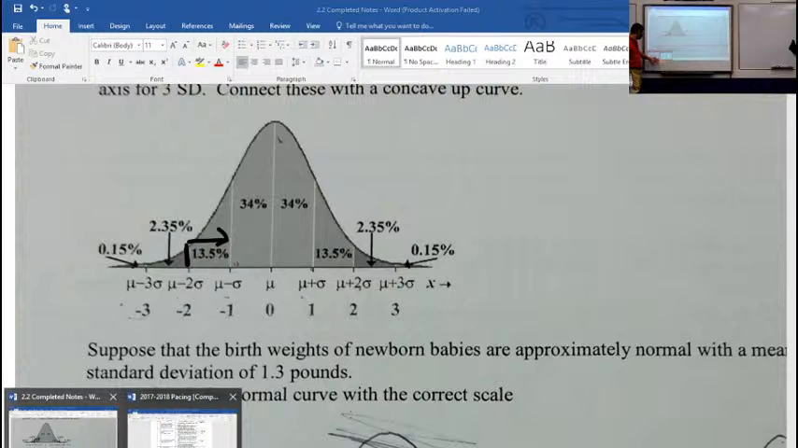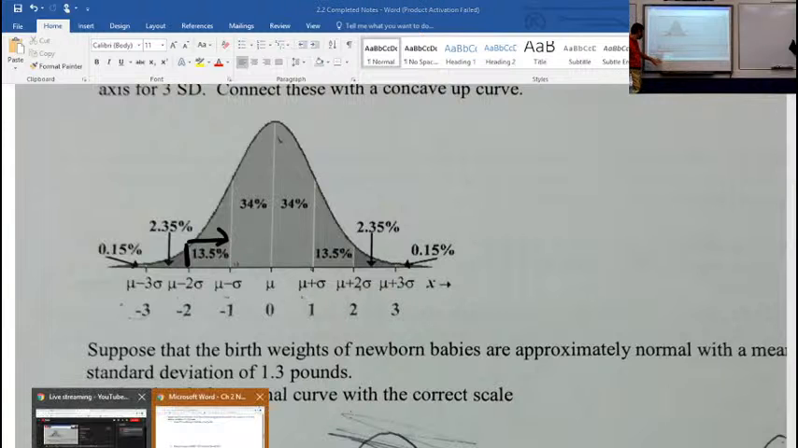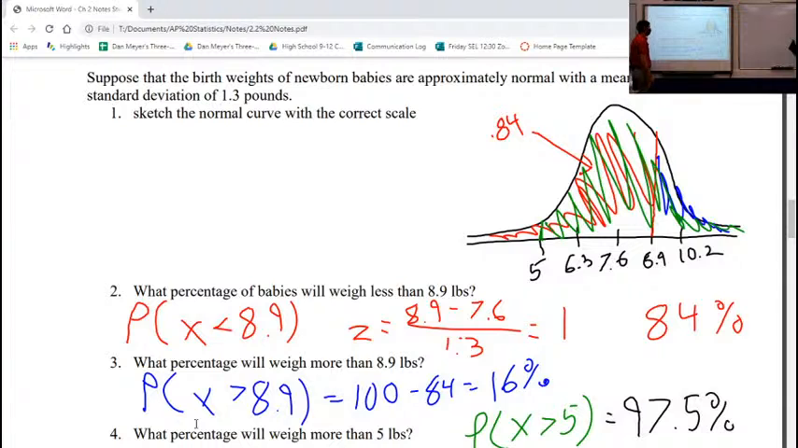Okay. So that's my 68, 95, 99.7. Is using these to get that. What's the z-score here for 5? Don't plug in numbers yet. Z-score for 5. How many standard deviations to the left was it? It was 2, right? 1, 2 standard deviations to the left.